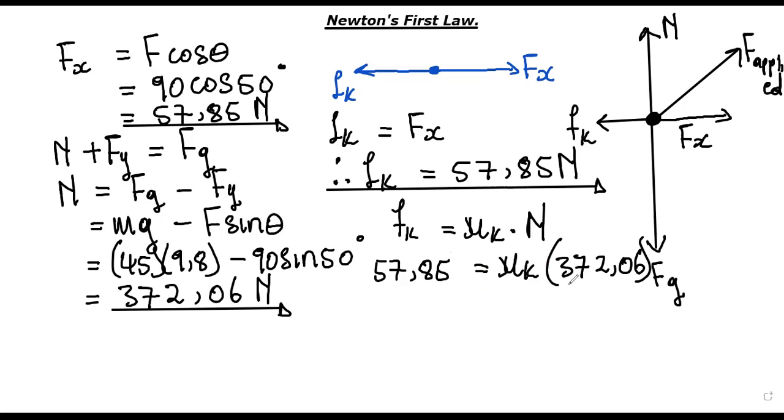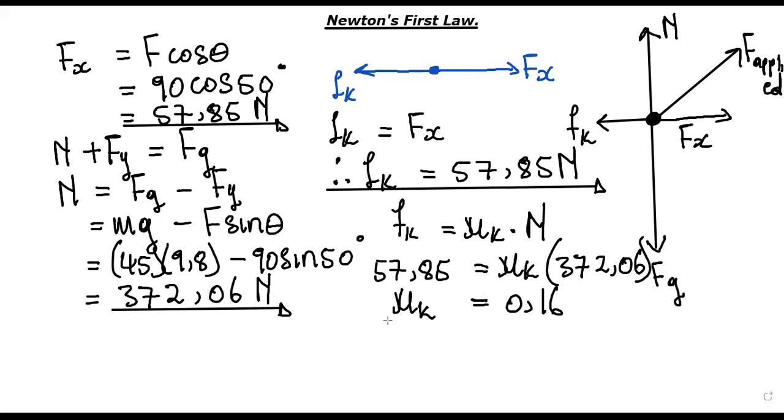So if you go to your calculator and say 57.85 divided by 372.06, you find that the coefficient of kinetic friction will simply be 0.16, like that. And what is the unit for the coefficient of kinetic friction?